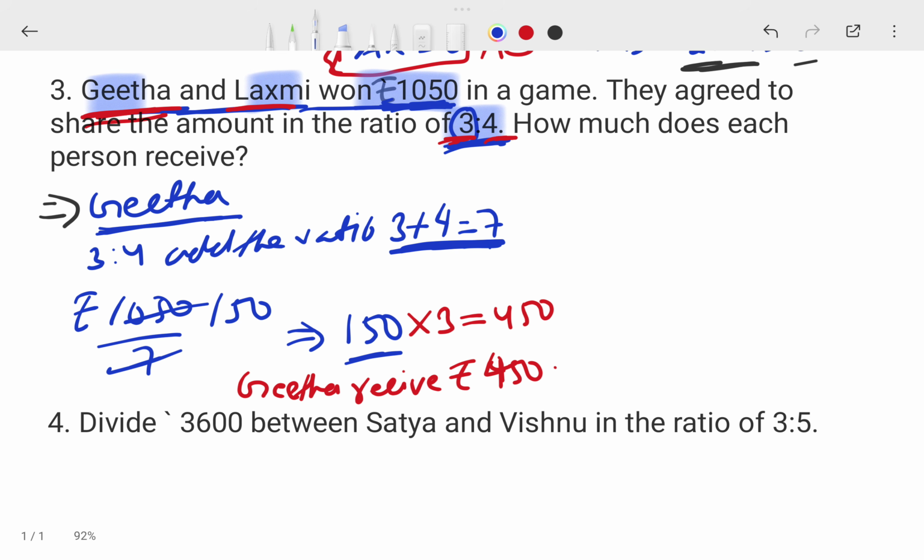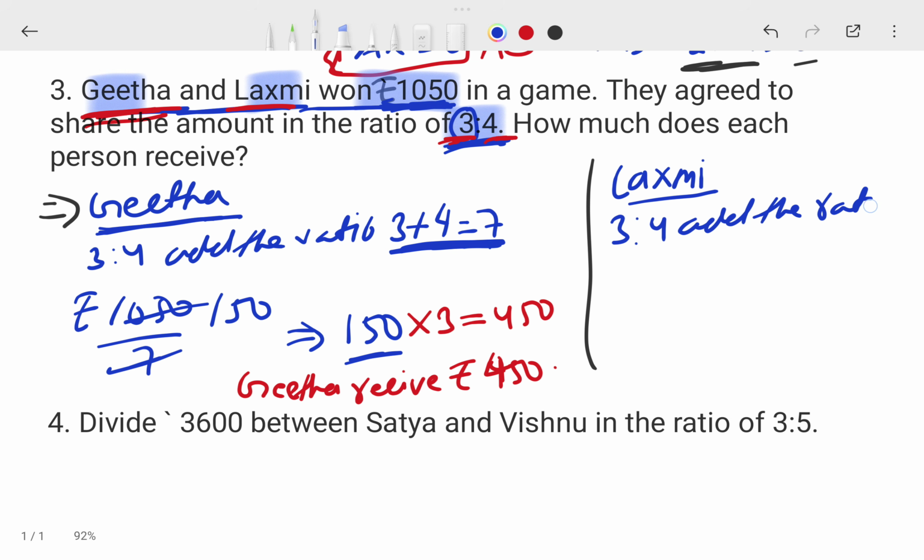So what we are going to do, I will make this like a box for you to understand easily. Now let's find Lakshmi. How many rupees does Lakshmi get? To find that, we add the ratio, whatever ratio is given, 3:4. Add the ratio. So if you add the ratio, 3 plus 4, it's going to be 7.